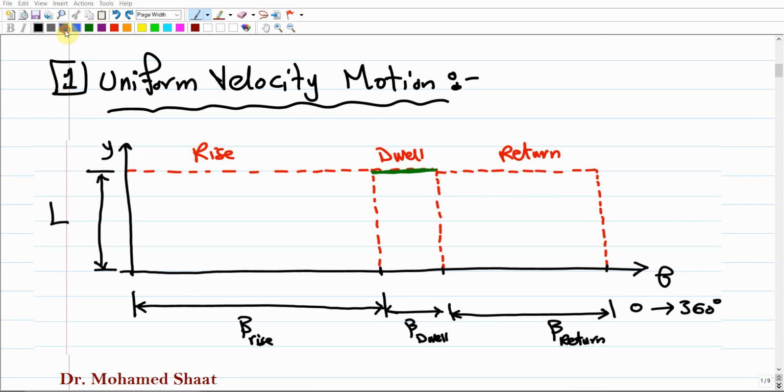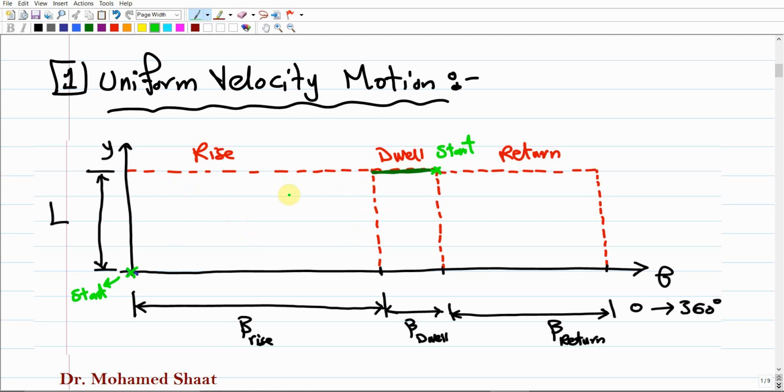So the uniform motion means that we should start from here. This is going to be our start point. You have to define this point. This is going to be the start for the rise period, and then it's going to dwell. This is going to be the start point for the return. So you have to look at the start points for the rise period and the return period, because it's going to rise, then dwell, then return again, starting from this corner.